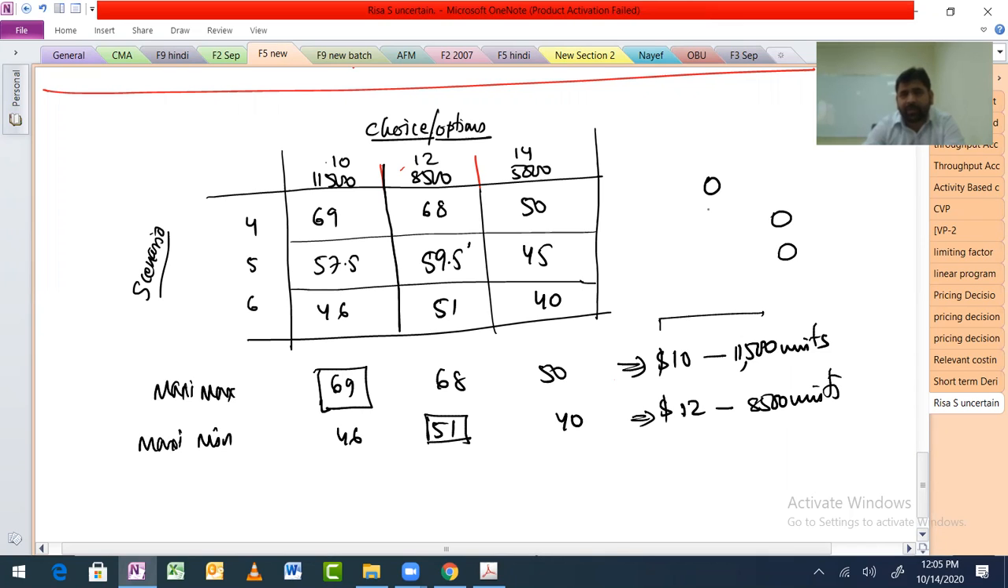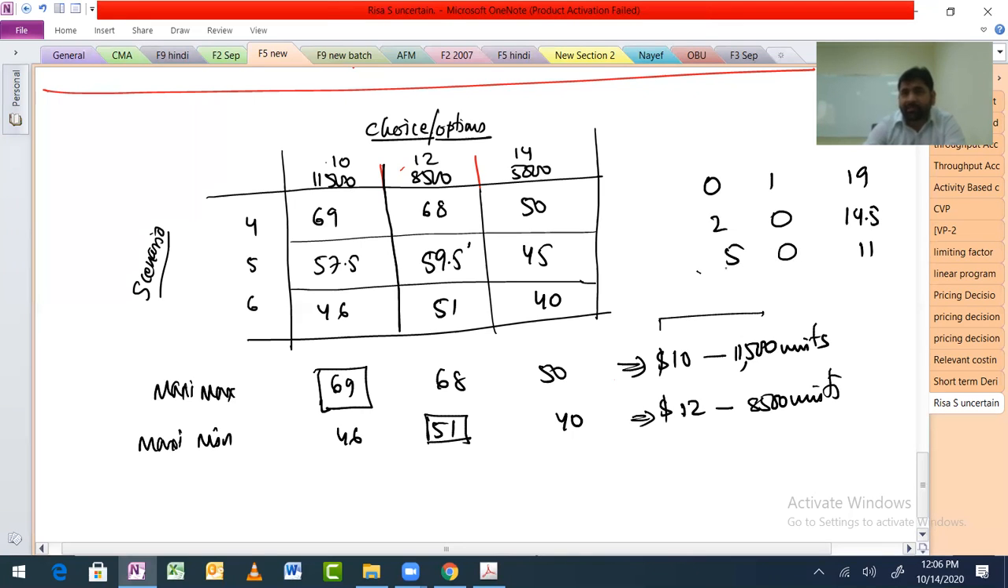Now start subtracting. So here you will have 1 and here you will have 19. And 59.5 minus 57.5, so only 2. And here I think this will be 14.5. This will be 11 and subtract this, this will be 5. So this is our regret table.